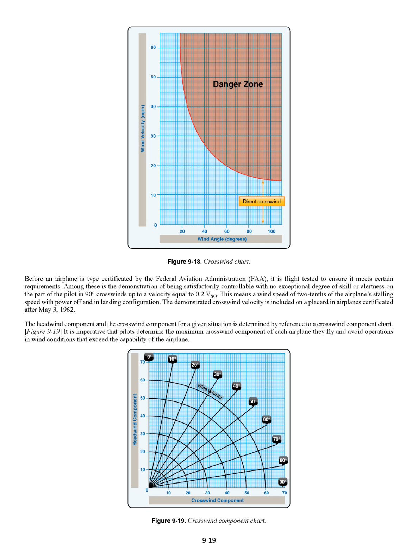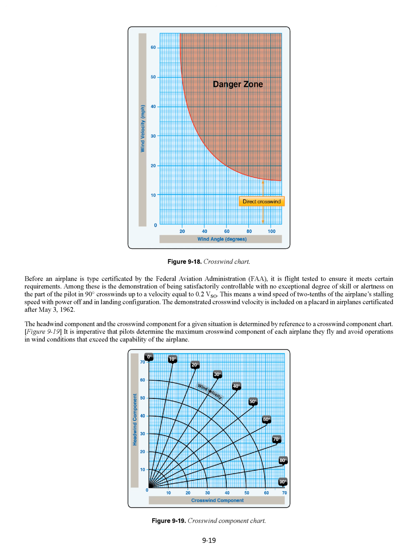it meets certain requirements. Among these is the demonstration of being satisfactorily controllable with no exceptional degree of skill or alertness on the part of the pilot in 90 degree crosswinds up to a velocity equal to 0.2 VSO. This means a wind speed of 2/10 of the airplane's stalling speed with power off and in landing configuration. The demonstrated crosswind velocity is included on a placard in airplanes certificated after May 3, 1962.